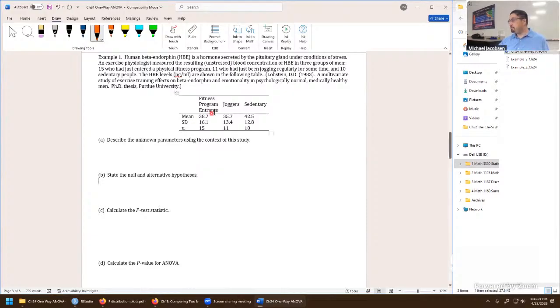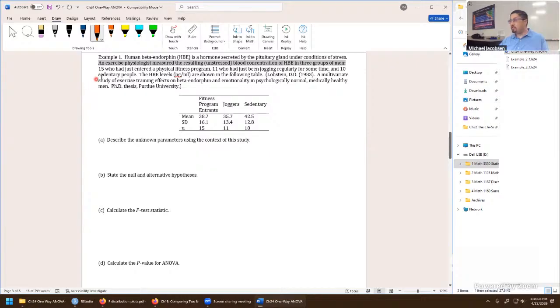Okay, well, our first example is a real study. I think our next one is as well. This one was a PhD thesis at Purdue University, kind of older data, 1983. It says here, human beta endorphin, HBE, we'll use that acronym, is a hormone secreted by the pituitary gland under conditions of stress. So this looks like it's probably a psychology problem as well as an exercise science problem as well. An exercise psychologist, so that's a new field, measured the resulting unstressed blood concentration of HBE, human beta endorphin, in 3 groups of men.